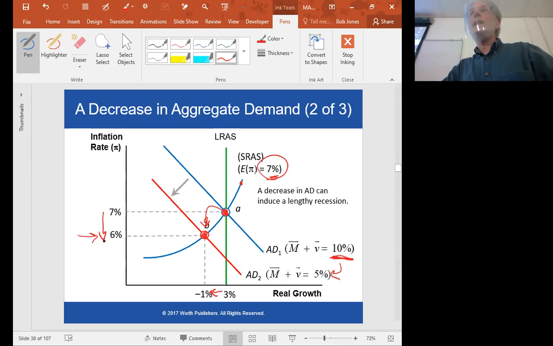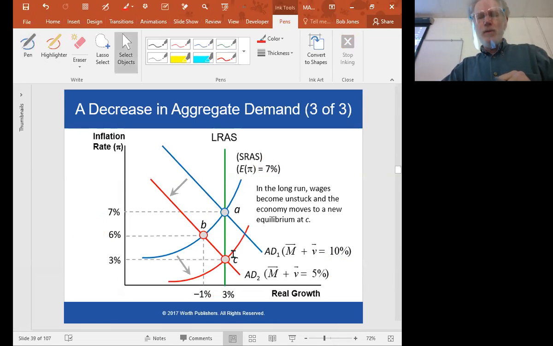Note inflation goes down, but the growth rate of real GDP goes down. And we go into a recession, people are going to lose their jobs, unemployment goes up. Are we going to stay there forever? Adam Smith would say no. Adam Smith would say, given enough time, prices will adjust and we'll get back to that long-run equilibrium.